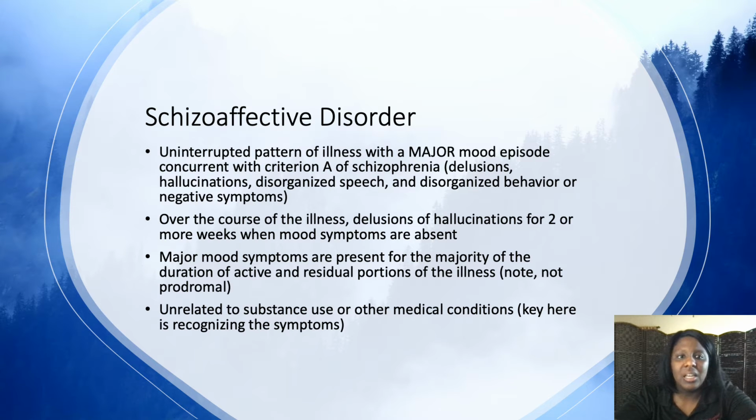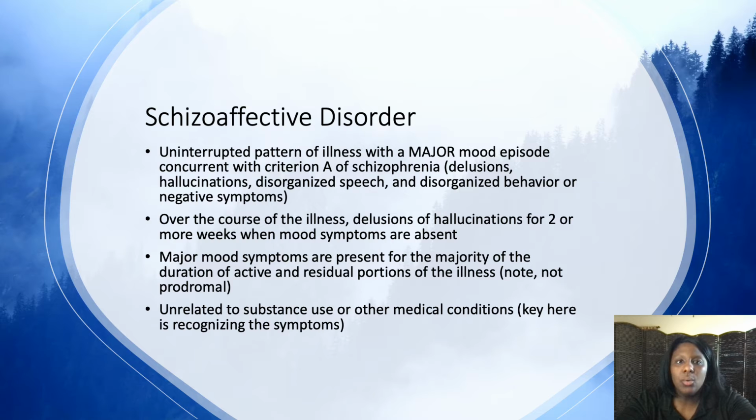And this is an uninterrupted pattern of illness during which there's a major mood episode. So this is a depressive episode or a manic episode. And again, it's concurrent with criterion A of schizophrenia. And criterion A has a couple of parameters. It means that either delusions or hallucinations or disorganized speech has to be present. And there may also be the presence of disorganized behaviors or negative symptoms.